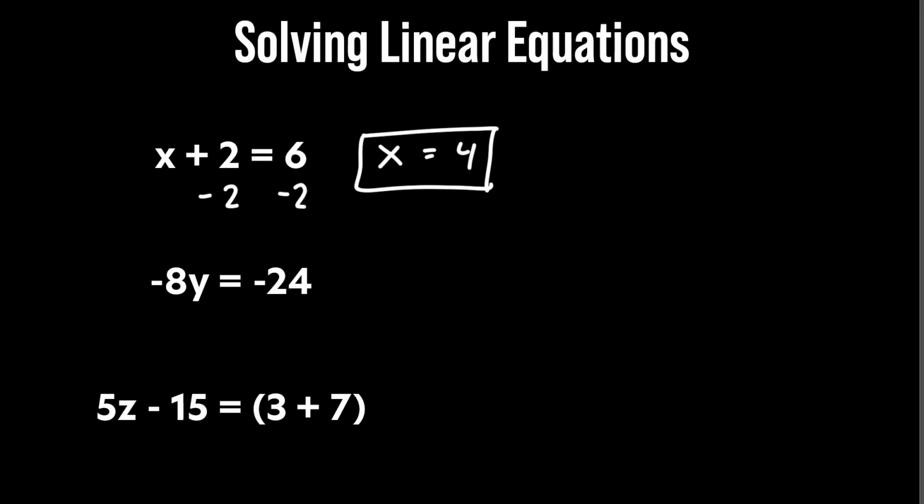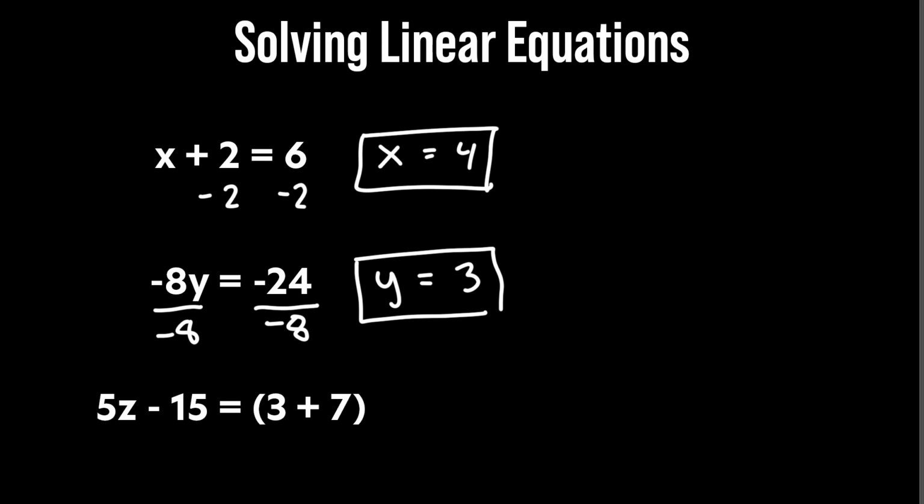This time it's negative 8y equals negative 24. This time, instead of subtracting, we can divide instead. If we divide both sides by negative 8, negative 8y divided by negative 8 is just y. So you have y on the left-hand side, and negative 24 divided by negative 8 is 3, because negative divided by negative is a positive. So your answer will be positive 3. And so this is your answer for the second problem.